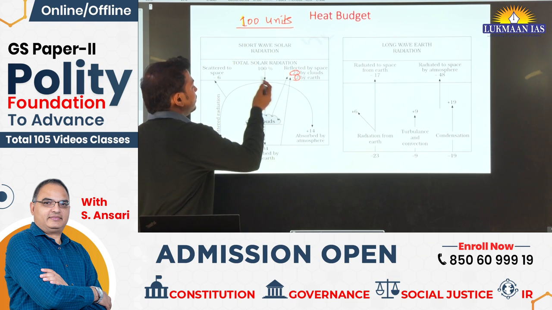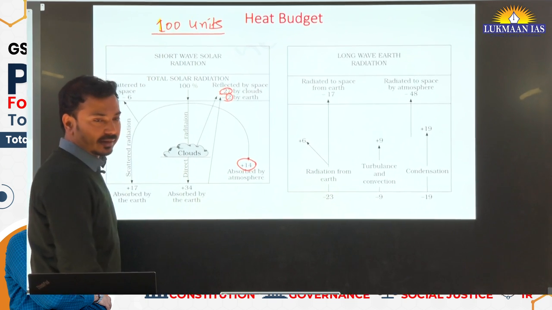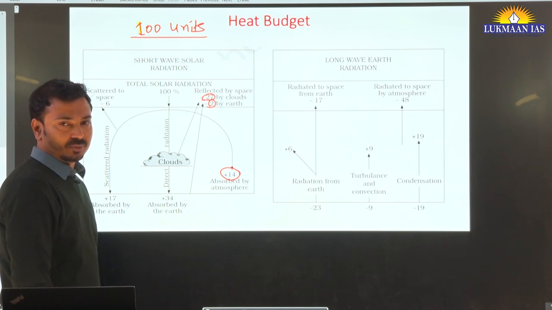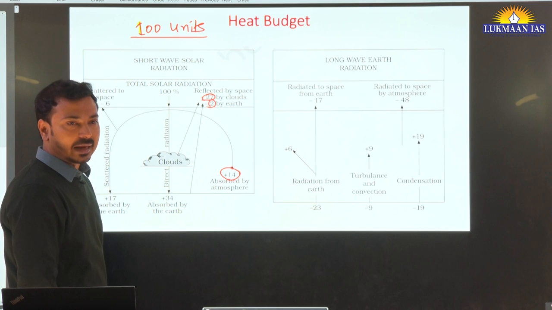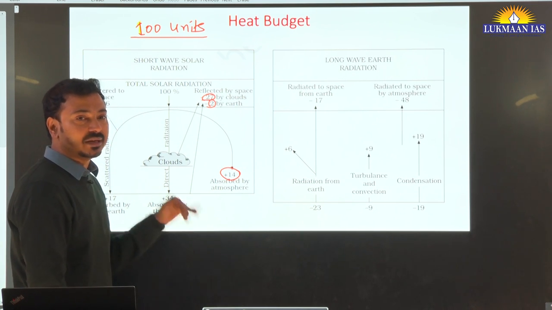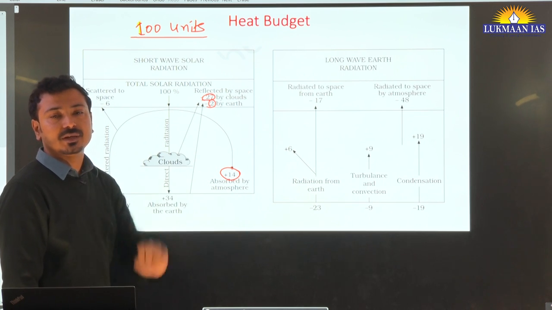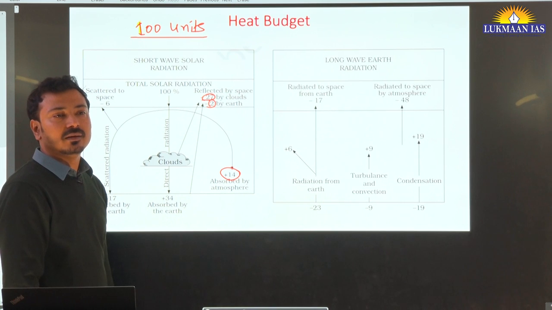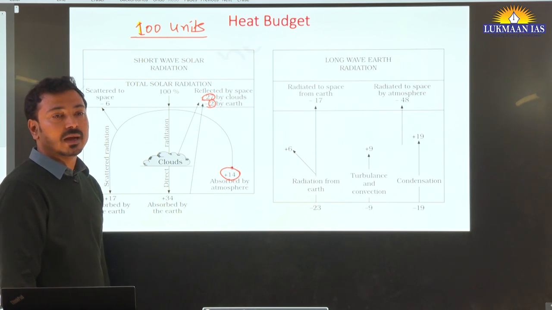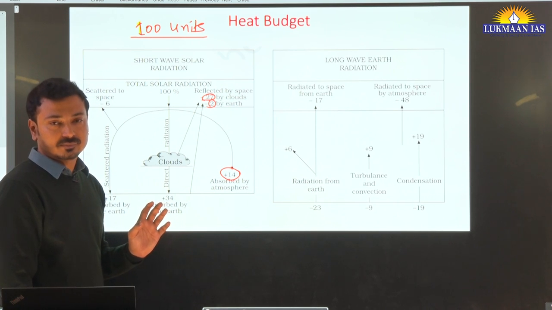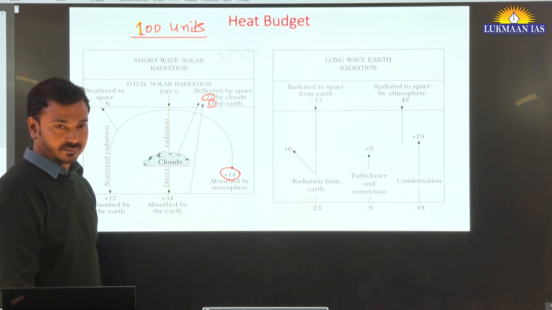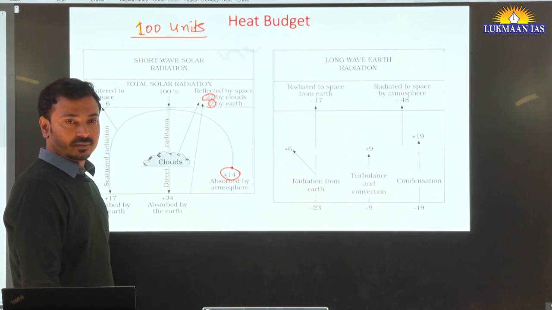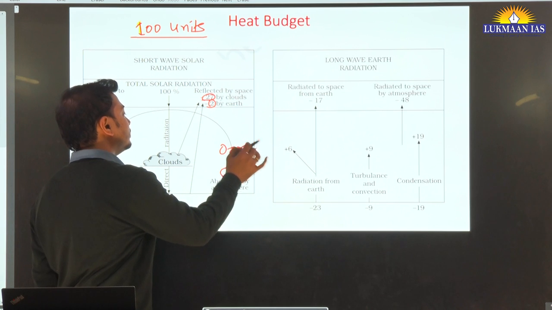Now, of the remaining, 14% is absorbed by the atmosphere. Atmosphere is largely absorbing incoming radiation. Which part of the atmosphere absorbs the majority of incoming radiation? We have just studied this. Atmosphere means atmospheric gases. Which part of the atmosphere? We saw different parts in the structure. For incoming solar radiation, very good, largely it is ozone, in the stratosphere.